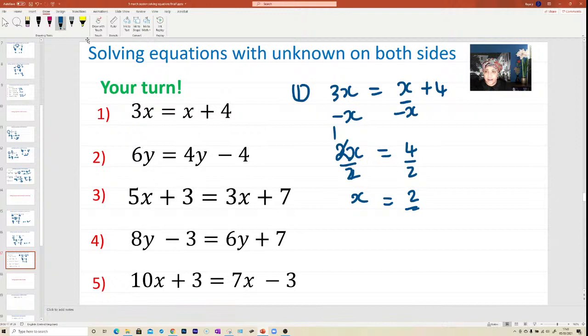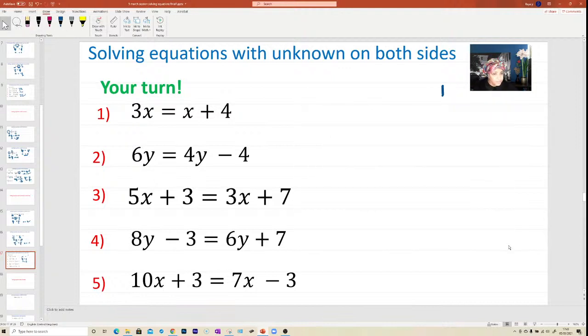Please mark your work, and if you haven't got this right, just copy the answers, okay? So well done, guys. I just need to get rid of this. And now let's do number 2, guys.